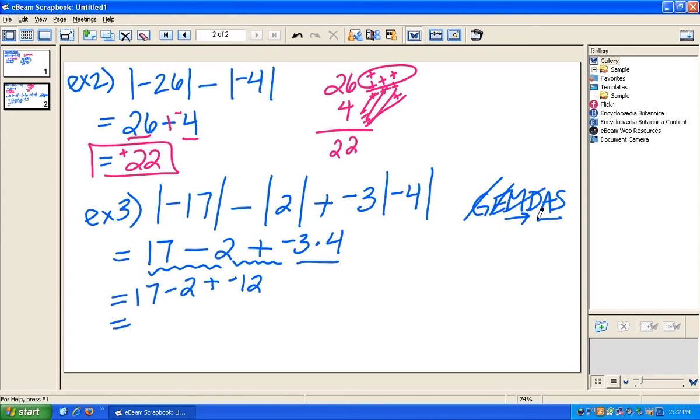So we're on to adding and subtracting in a left to right fashion. 17 minus 2 is 15, or we can say we don't subtract, we add the opposite. 17 positives plus 2 negatives is 15 positives plus a -12. And 15 plus -12 is 3.